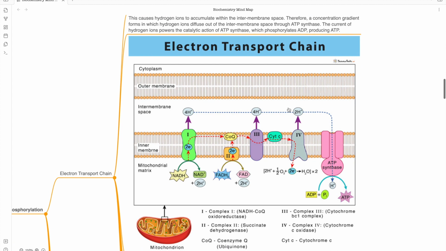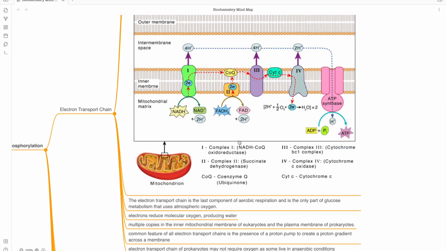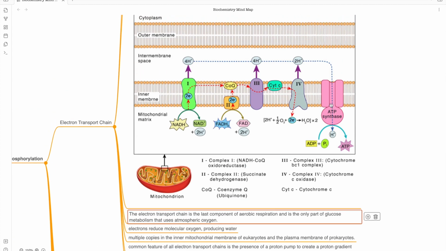I think this makes sense, and in the next video we'll discuss ATP synthesis and how it works. So we'll discuss complex 5 in the next video.